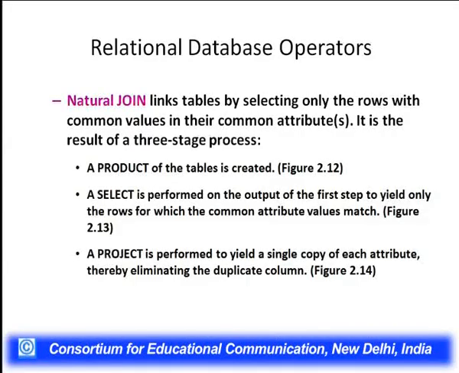So, now we will see how these operations take place, and this type of a join is known as a natural join, which links the tables by selecting only the rows with common values in their common attributes. So, it is a result of a 3-stage process, as I just said: a product of the two tables, then a select is performed, and then a project is performed.